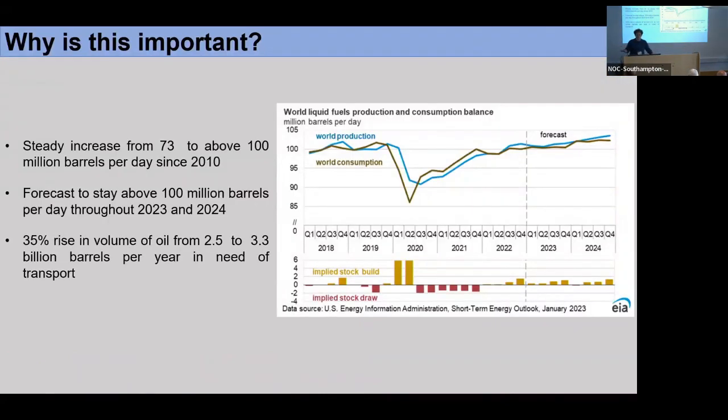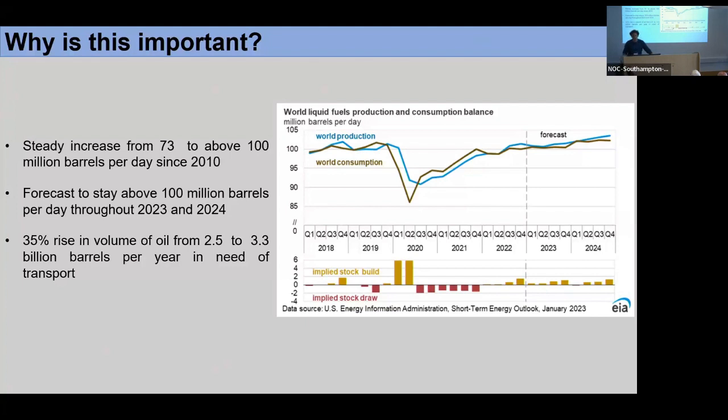Pretty much everybody here will know that oil production and consumption is not slowing down. We did have a bit of a dip due to COVID. However, we are getting back to those pre-COVID levels, forecast to stay above 100 million barrels per day throughout the rest of 2023, going into 2024. And this obviously means that there is going to be a rise in the need of oil transportation, especially in regions where pipeline infrastructure may not be as good. So all in all, this means that the risk of oil spills is still a very prevalent problem today.